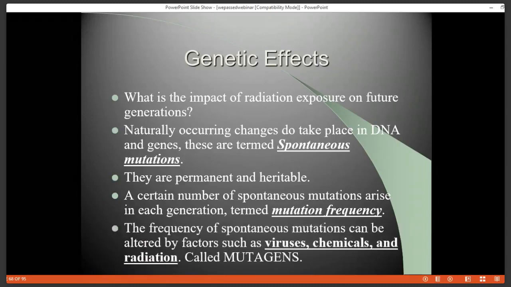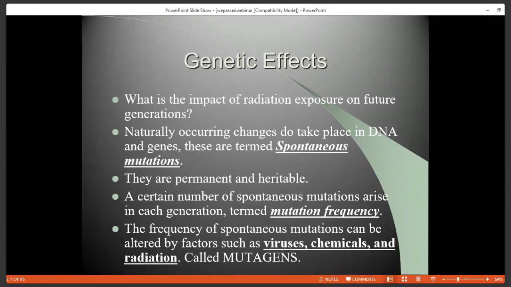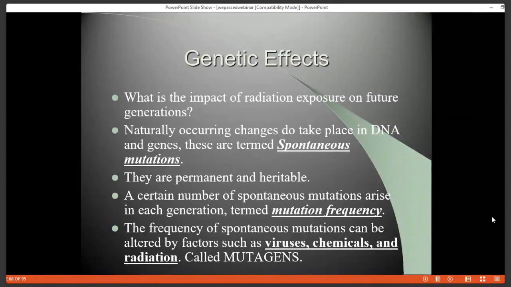The frequency of spontaneous mutations can be altered by factors. Things such as viruses, like Epstein-Barr virus, can increase the number of mutations. Chemicals that we see out in the environment, things that we work with, such as asphalt and pitch used in roofing, and radiation are all mutagens. These are things that have the ability to change the DNA base pairs, which can ultimately lead to genetic changes and mutations that we can pass on. So viruses, chemicals, and radiation are all mutagens.